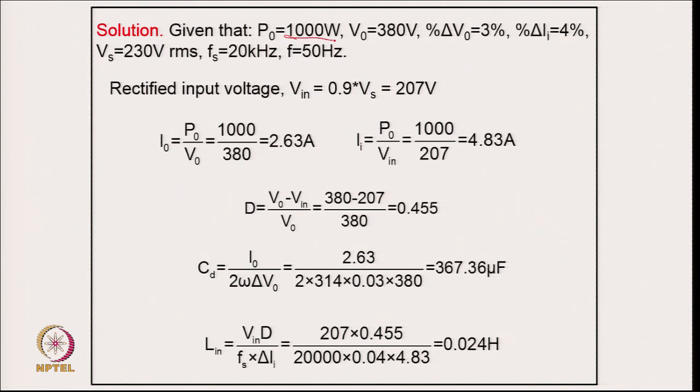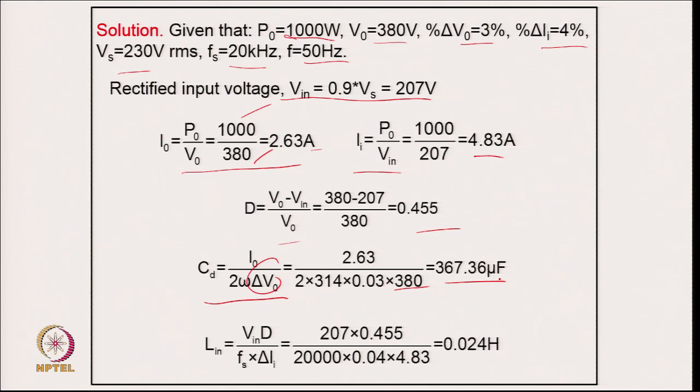So, with this specification of power 1000 watt, output voltage 380 volt with output voltage ripple of 3%, input current ripple 4%, supply voltage 230 volt, switching frequency 20 kilohertz and supply frequency of 50 hertz, we can find out the average input voltage from this. We can find out the output load current from power divided by output voltage, 2.63 ampere, input average current 4.83, and we can find out the duty cycle from this, it comes 0.55. The output capacitor we can find out typically from the ripple relation; putting the values it comes 367.36, and the input inductor from this relation we can find out comes 0.24 Henry, means typically 24 millihenry.